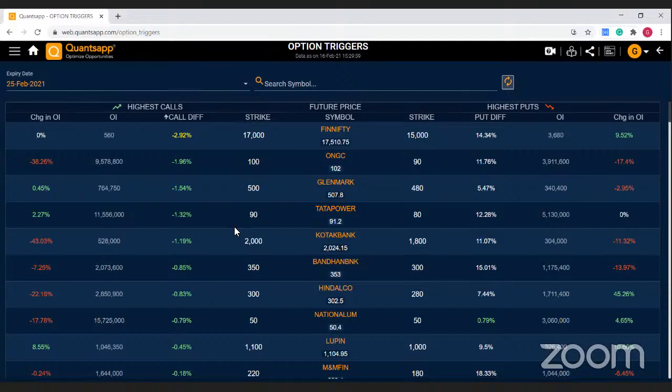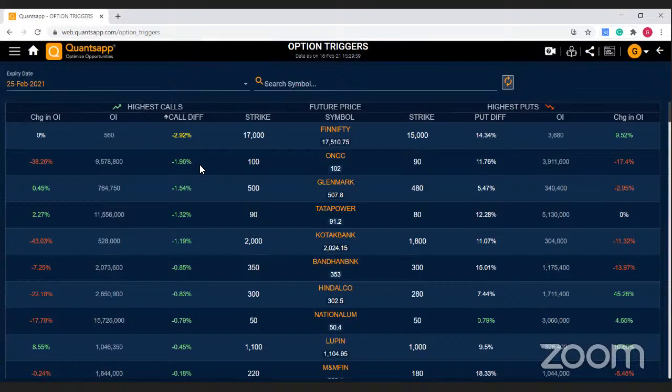So what is that? Call difference and put difference is the difference between your highest call strike and the future price. If it's more than 5%, it has been indicated in white, you can see from here. If it's between 2 to 5%, it has been indicated in yellow. If the difference of the highest call and the future price is below 2%, then it has been indicated in green.